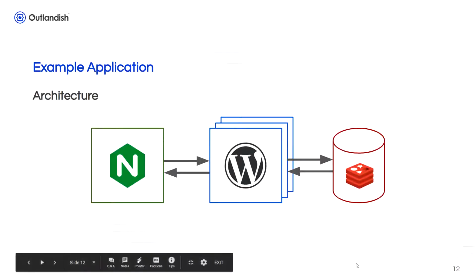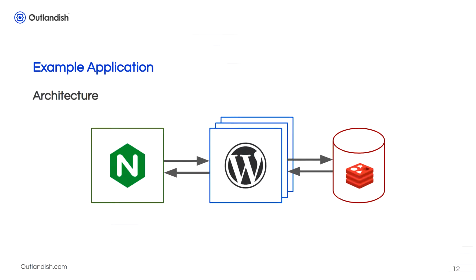So in the example application I'm going to go through and demonstrate with a video, it's a very simple WordPress application with three containers, three parts. We have an Nginx application, which is going to be running our web server. We have a WordPress container, which is going to be the scalable part, which is going to be running PHP FPM. And then we have a Redis container, which is going to be supporting WordPress so that it can scale up.